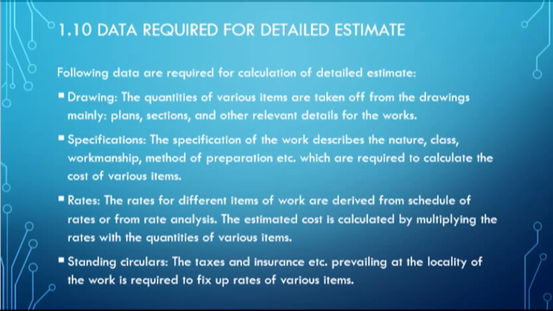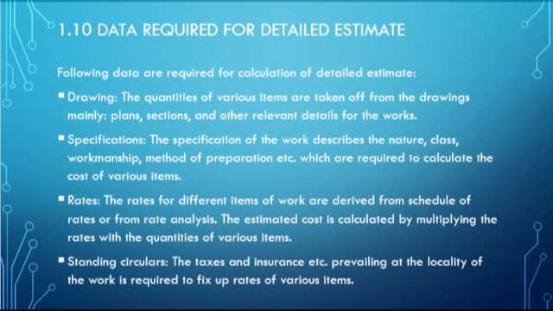So next is the data required for the detailed estimate. So what type of data are required for the detailed estimate? Number one, drawing, specifications, rates, and standing circulars. Now what is drawing? The quantity of various items are taken off from the drawing, that is plans, section, elevation, and other relevant detail for the work. It is mentioned there what type of detail of work that you want. Okay, so that is mentioned in drawing.